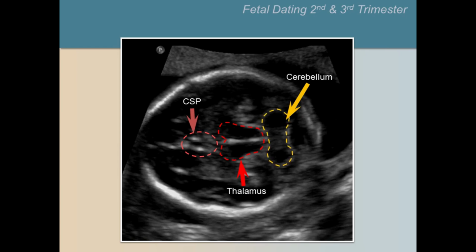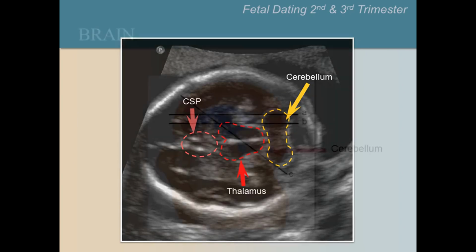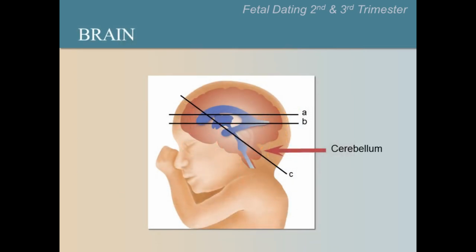This is called the cerebellum. It is at the back of the brain. If you can see the cerebellum, you know the level is too low to measure the BPD. The cerebellum is at level C, which was the level of the last image.